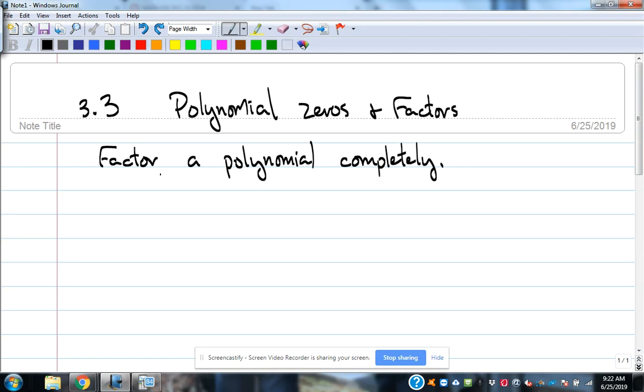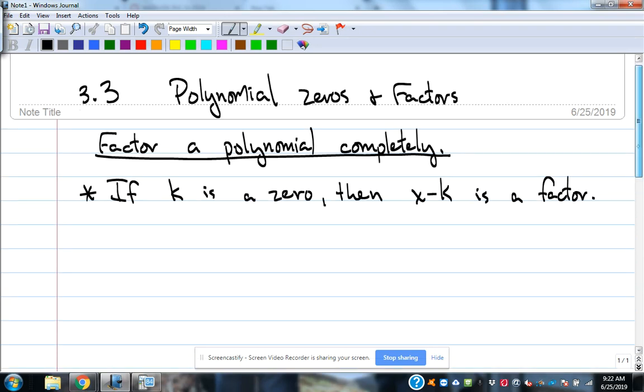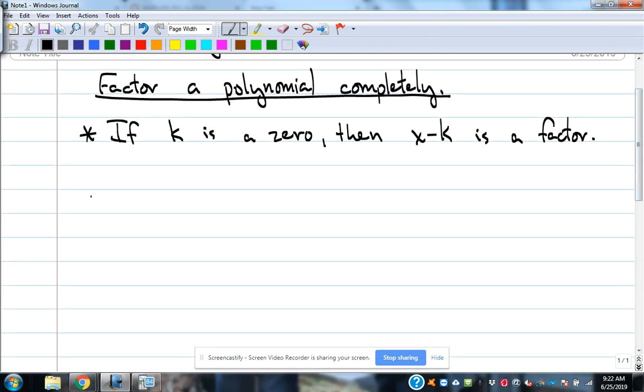And if we're going to do that, we got to use that idea that we talked about last week, that if k is a 0, then x minus k is a factor. So that whole idea that we used last week when we were doing some synthetic division with polynomials. So let's start with one.